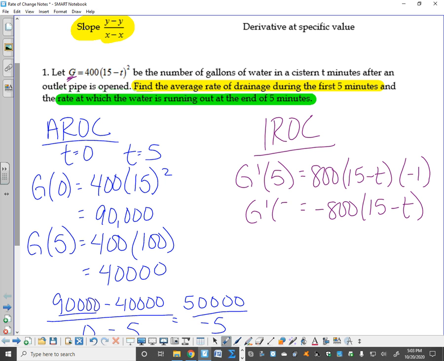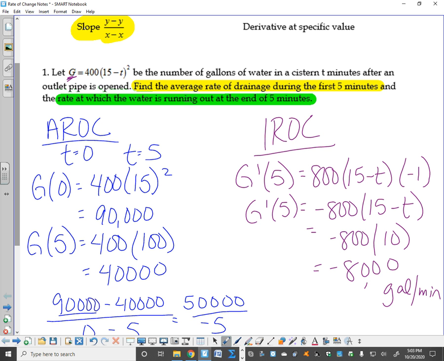Now I want it at 5. So negative 800 times 15 minus 5 is 10. Negative 8,000 gallons per minute. At exactly 5 minutes, the rate at which the water is running out is negative 8,000 gallons per minute. Big difference from the negative 10,000 gallons per minute.